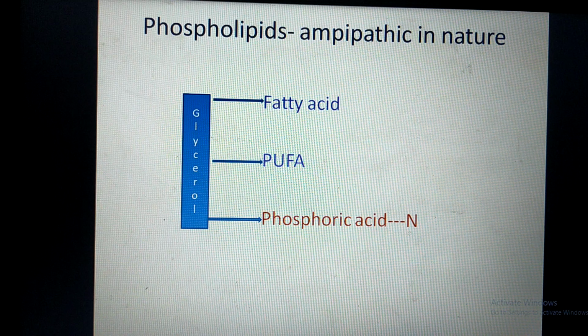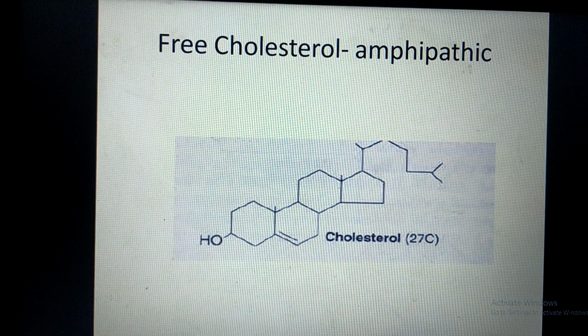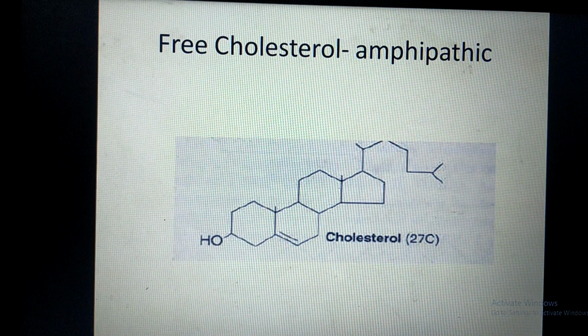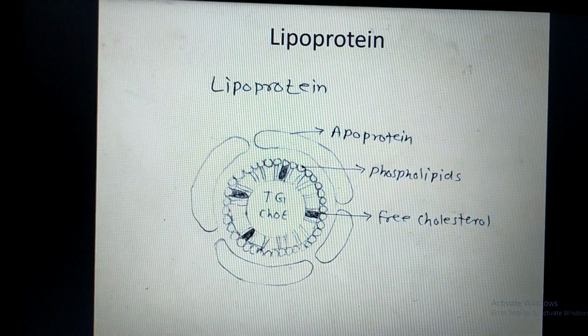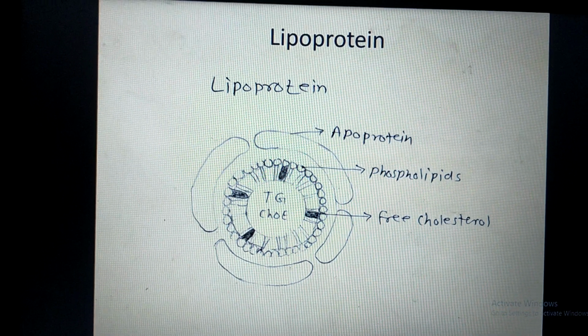If you see the structure of phospholipid, the phosphoric acid and nitrogen base form the hydrophilic part of phospholipid, whereas the remaining part is hydrophobic. Therefore, phospholipids are amphipathic in nature. In the structure of free cholesterol, the hydroxyl group is hydrophilic, whereas the remaining steroid ring is hydrophobic. Therefore, free cholesterol is also amphipathic. So, depending upon the nature of lipids, they get arranged into the lipoproteins.